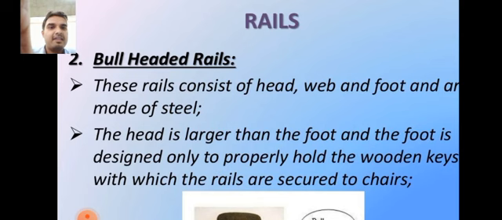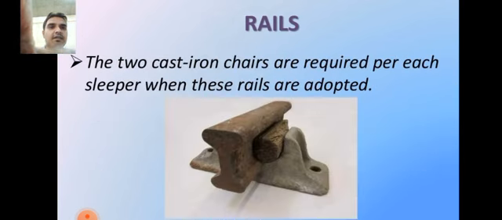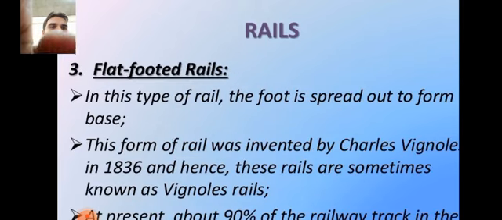Bull-headed rail. This type of rail consists of a head, web and foot, and is made of steel. Here the head is larger than the foot, and the foot is designed to properly hold the wooden keys by which the rails are secured to the chairs. These are the figures showing the rails. Two cast iron chairs are required per sleeper when these rails are adopted.